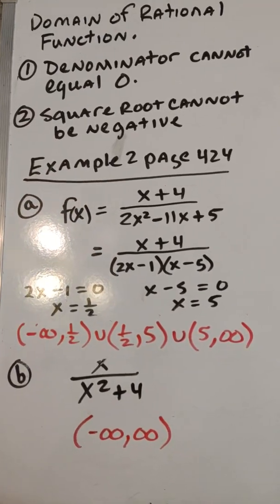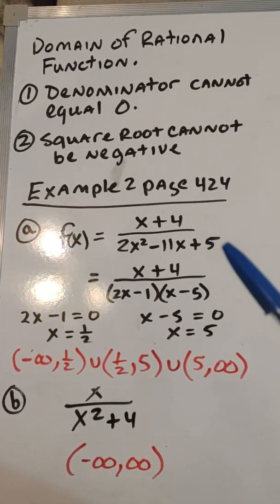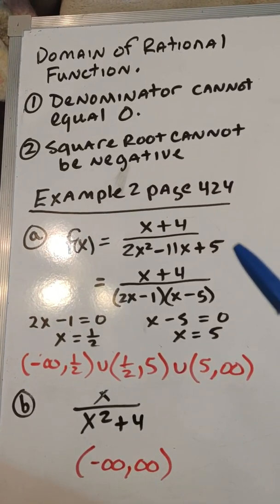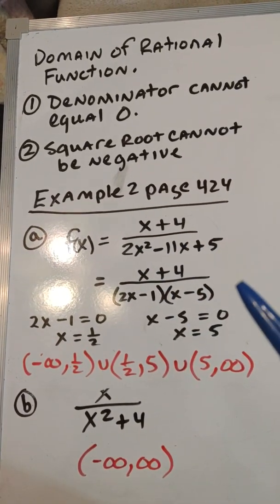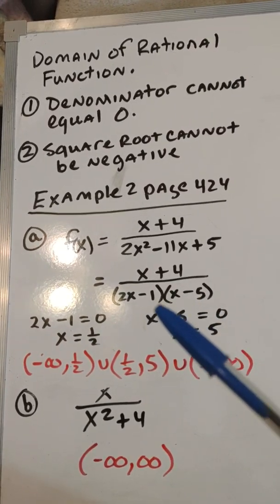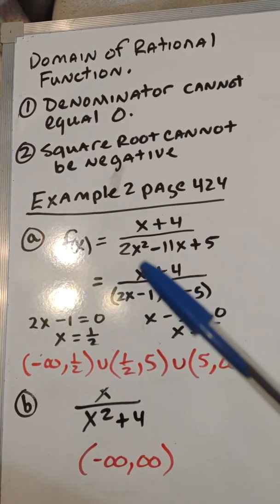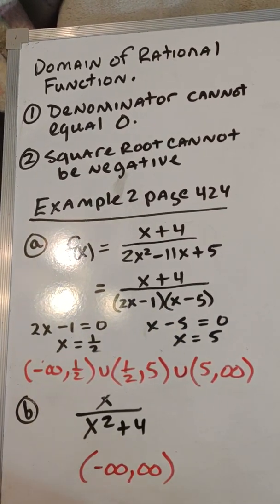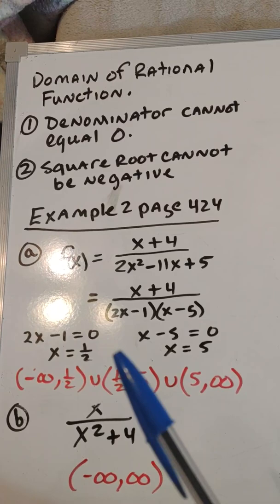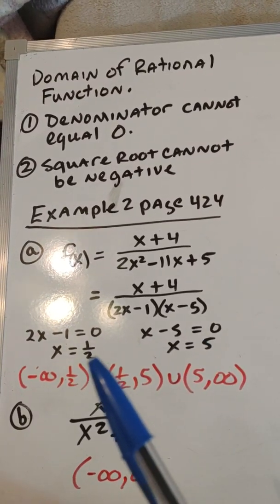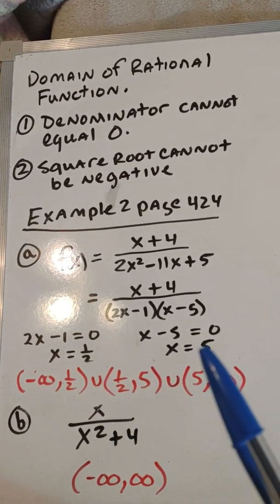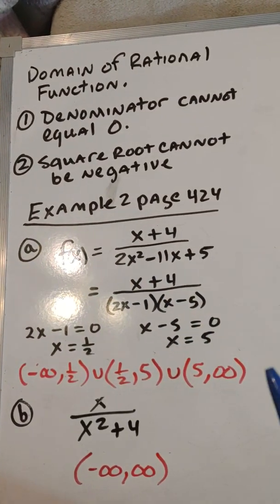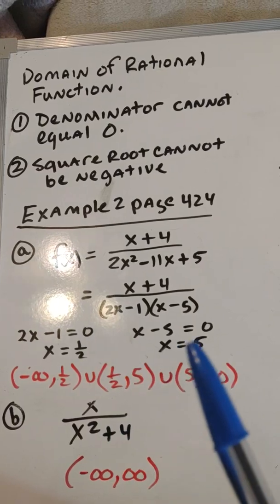So letter A, we have x plus 4 over 2x squared minus 11x plus 5. Well, the first thing we have to do is factor the denominator. The denominator is a trinomial. It can't be simplified by greatest common factor, so we factor it. We get 2x minus 1 times x minus 5. And we set our factors equal to 0. We get x equals 1/2 and x equals 5. So the domain of this particular rational expression is all real numbers except for 1/2 and 5.